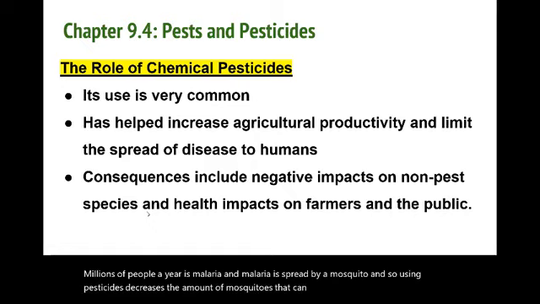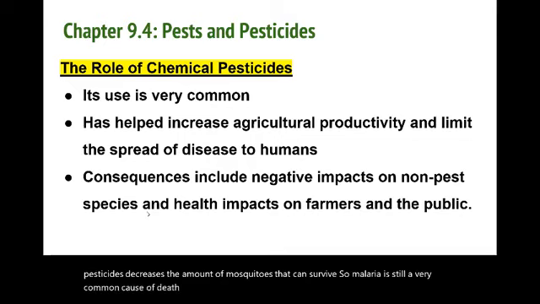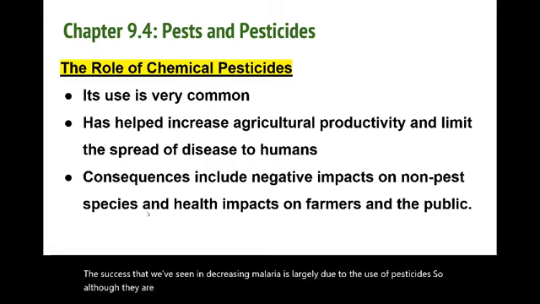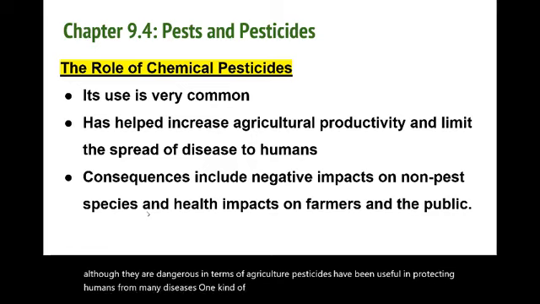So malaria is still a very common cause of death, not in the United States, but especially in developing nations. The success that we've seen in decreasing malaria is largely due to the use of pesticides. So although they are dangerous in terms of agriculture, pesticides have been useful in protecting humans from many diseases. One common example of that is malaria.